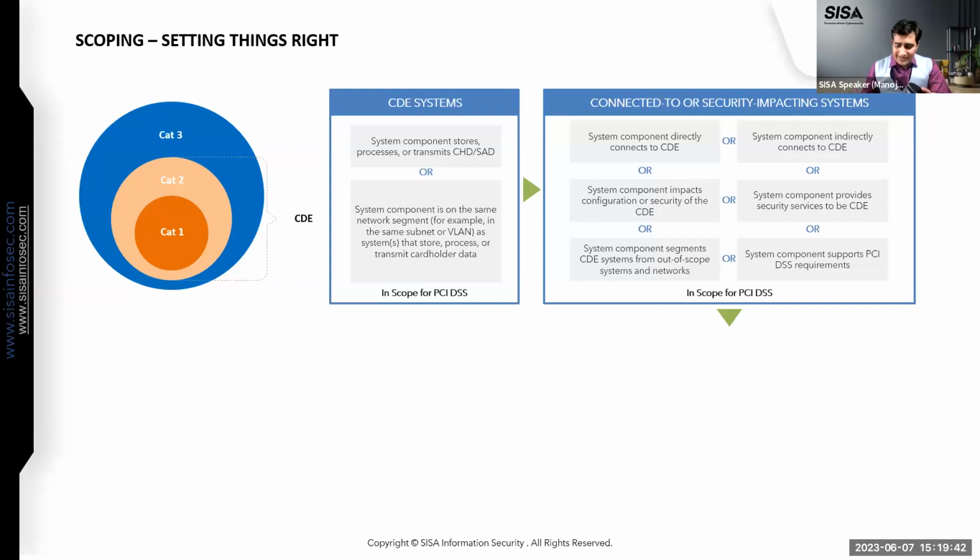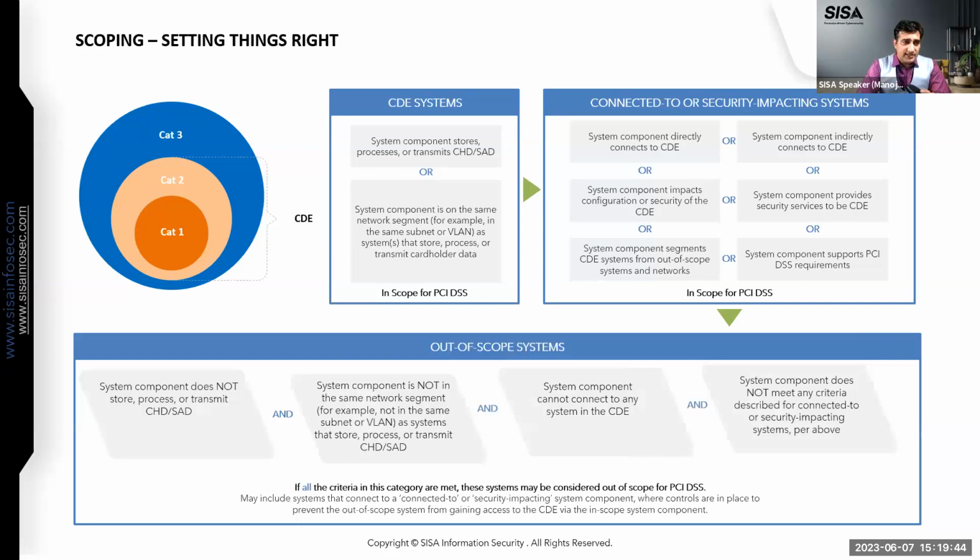I think for that also we need a criteria. Yes, there is a criteria. And this criteria is system component which do not store, process, or transmit cardholder data. For sure, they are out of this thing, but it has to also meet another requirement, which says that system component is not in the same network segment, because that's very important.